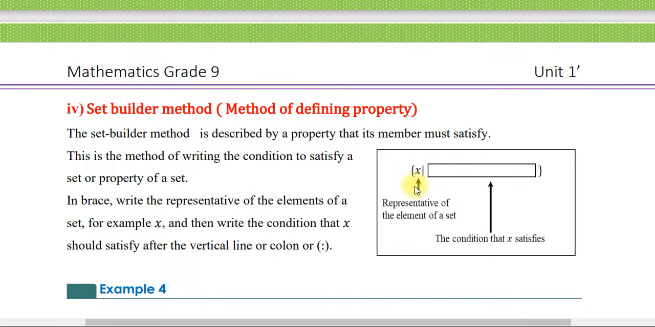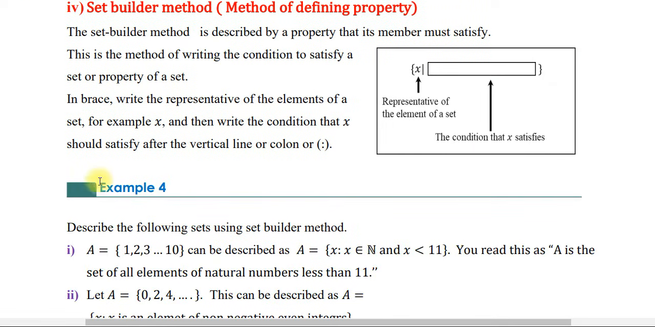እዚህ ጋር እንዴት ነው የሚቀመጠው? እንግዲህ ኤክስ ሳይሳት ብለን ሳጥኑ ላይ የምናስገባው ነገር አለ። ስለዚህ ኤክስ ምንድነው? ሪፕሬዘንታቲቭ ኦፍ ዘ ኤሌመንት ኦፍ ዘ ሴት፣ እዚህ ውስጥ ያለውን ኤሌመንት ሪፕሬዘንት የምታደርገው ኤክስ ማለት ነው። እዚህ ውስጥ ያለው ሳጥኑ ደግሞ ዘ ኮንዲሽን ዳት ኤክስ ሳቲስፋይ፣ ኤክስ ሊያሟላው የሚችል ኮንዲሽን ነው። So let us have a look at an example. Example 4.